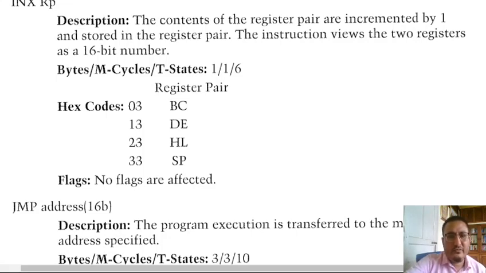The instruction views the content of the register pair as 16-bit data or a 16-bit number. It requires 1 byte, 1 machine cycle and 6 T states. The possible combinations of INX with the register pairs and the associated hex codes are there for your perusal. Now flags: none of the flags are affected.